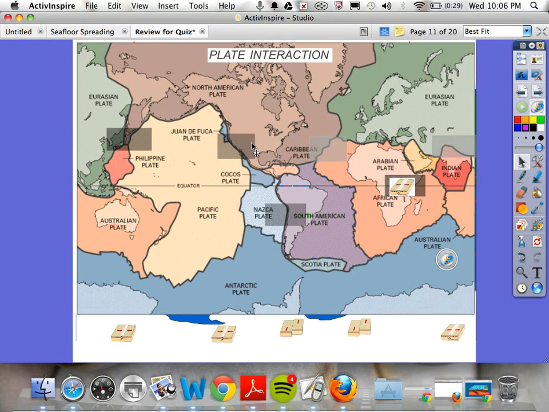So let's have somebody try this one. Now let's have somebody try this one. Remember, I need you to tell me the name, the geologic feature, and what is the name of this famous place. What type of boundary is the one that creates this famous place? Let's do this one, and let's do this one.